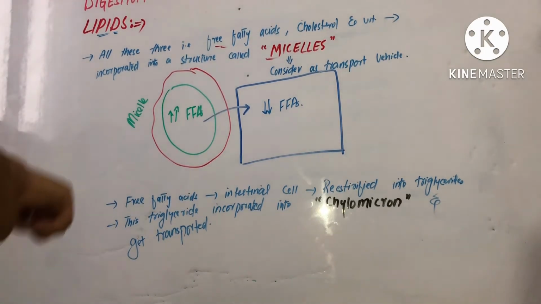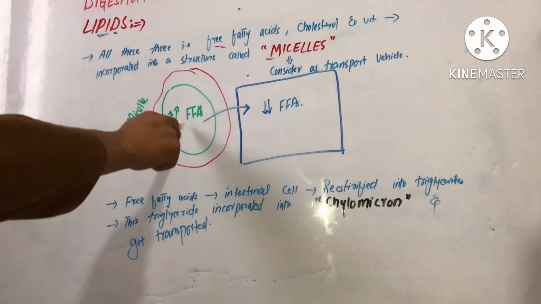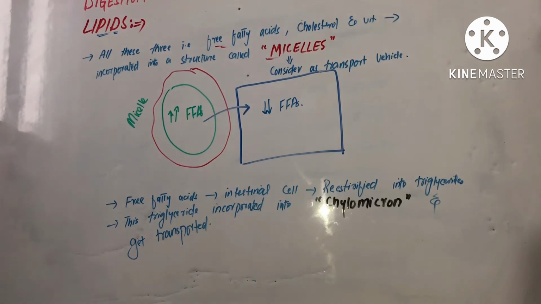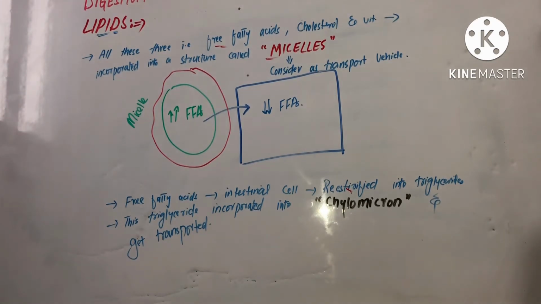Now suppose this is a micelle which consists of free fatty acids, cholesterol and vitamins. Whenever this micelle comes close to an intestinal cell, inside the cell we have low free fatty acids and outside we have greater fatty acids. So these free fatty acids from the outside will move into the intestinal cell through passive transport. Remember, absorption of free fatty acids is always through passive diffusion. Whenever this micelle is absorbed into the cell, the free fatty acids in the intestinal cell are re-esterified into triglyceride, as we have discussed before.